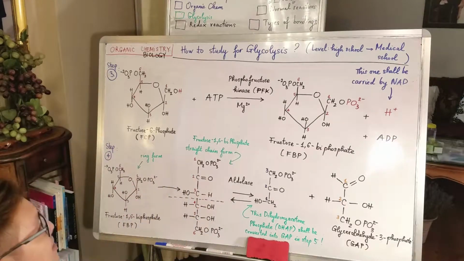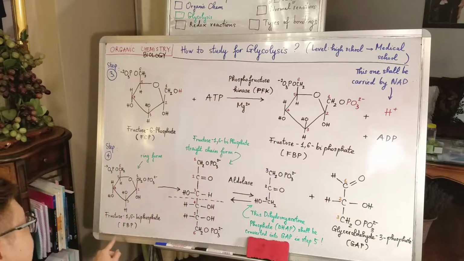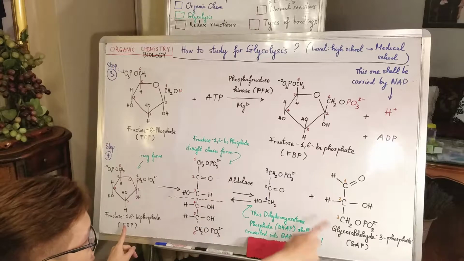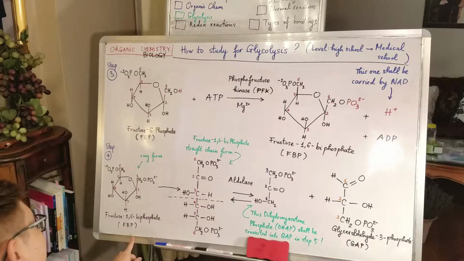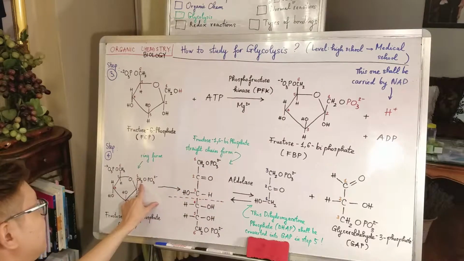And then step 4 is when you have the fructose 1,6-biphosphate already. Hope I'm not hindering the board. And this is a ring form of that. Fructose 1,6-biphosphate will have to be split into 2. You can see that they split into 2. But before the splitting, they have to turn into the straight chain form first. Okay, bear with me. Let's go from number 1.